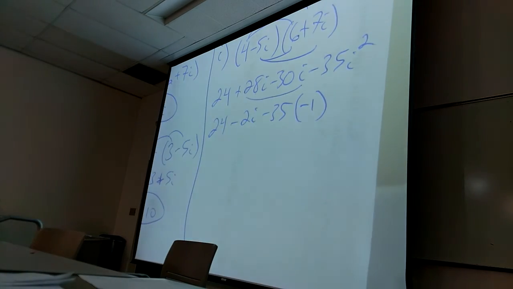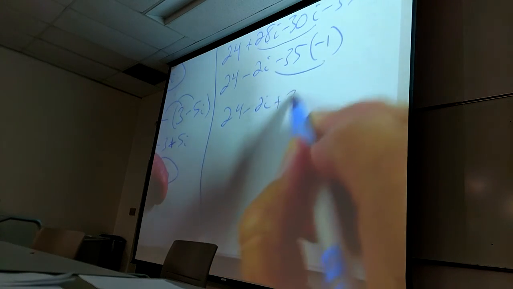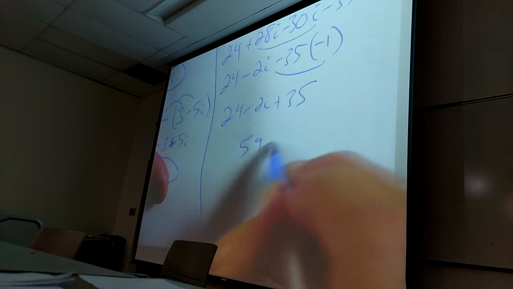Now people get a little happy about this and they replace i with negative 1 everywhere, and then I would be like, why would we make up i? We already have negative 1. I need the square root of negative 1 idea. Don't make i become negative 1. That's not true. i squared is negative 1. That's the most important power to know, is i squared. So then you get 24 minus 2i plus 35, so you get 59 minus 2i.